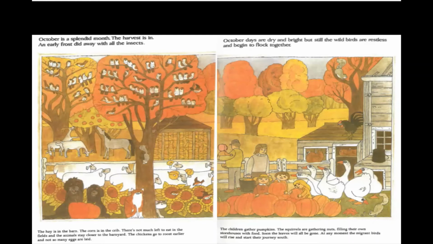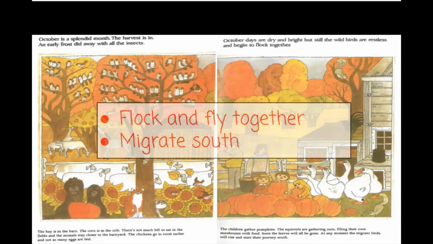Your teacher's going to pause the video and you're going to talk about what happens to the wild birds, as well as what other key details help you understand what happens in autumn. By looking at the illustrations and hearing the words, we learn that the wild birds like to flock and fly together, and then they migrate south. The word migrate means they will be together and they will move somewhere. So they fly down south.